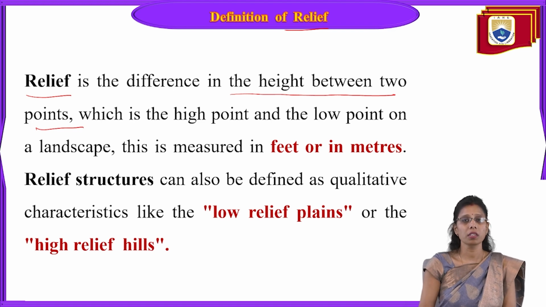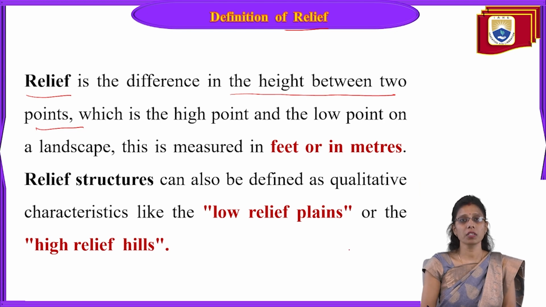Two points, in the sense that there may be a plateau, a mountain, a hill, or a plain. So what is the difference between their heights? In a topography there are always ups and downs everywhere. All these kinds of topographical features are called relief.